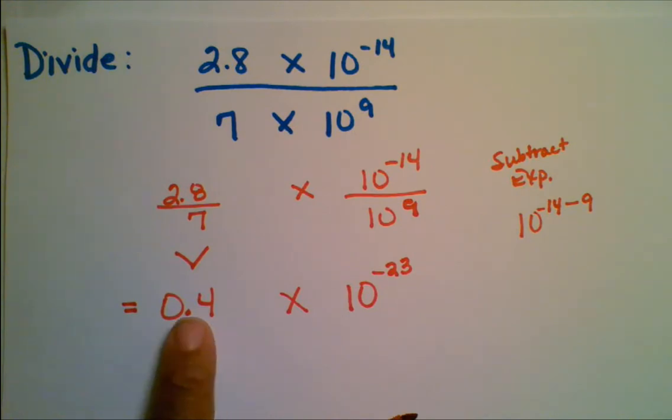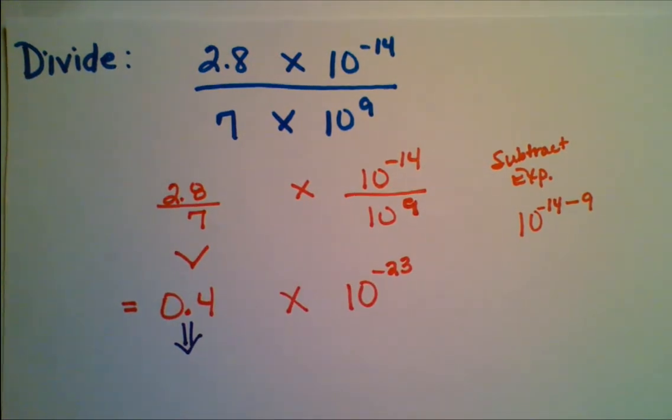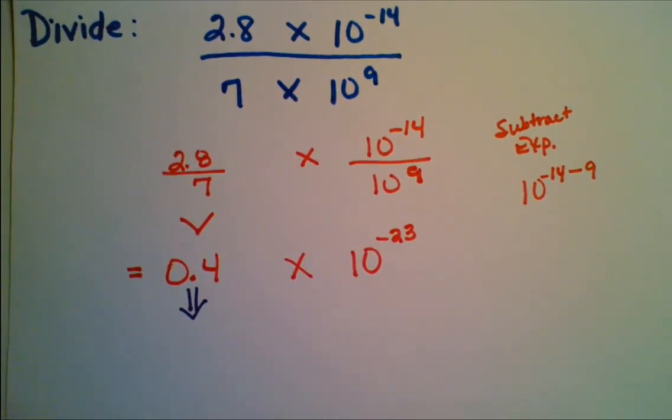Well, let's think about it before I say that. 0.4. No, it's not. So we're going to have to convert this 0.4. Because think about it in terms of money, let's say that this 0.4 is 40 cents. Well, is 40 cents between $1 and $10? No, it's not. So we're going to have to convert.